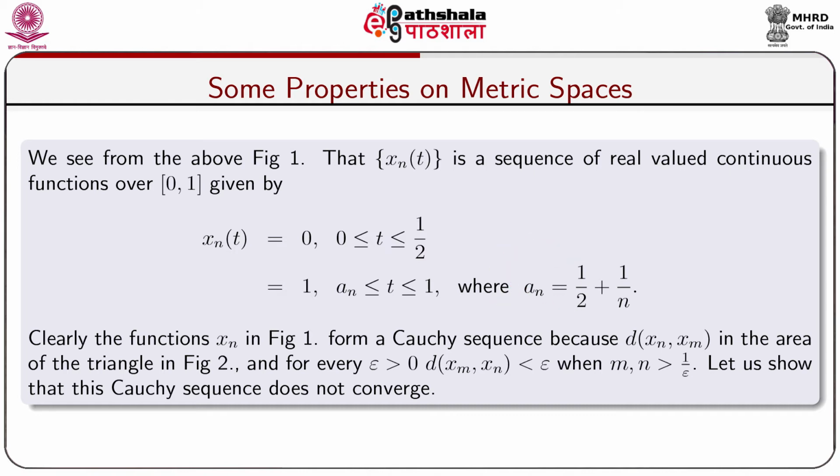Clearly, the functions x_n in figure 1 form a Cauchy sequence because d(x_n, x_m) is the area of the triangle in figure 2. That means, for every epsilon greater than 0, d(x_m, x_n) is less than epsilon whenever m, n is strictly greater than 1 by epsilon. Now, we shall see that this Cauchy sequence does not converge in C[0,1].